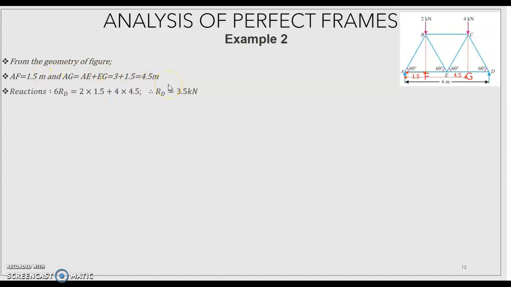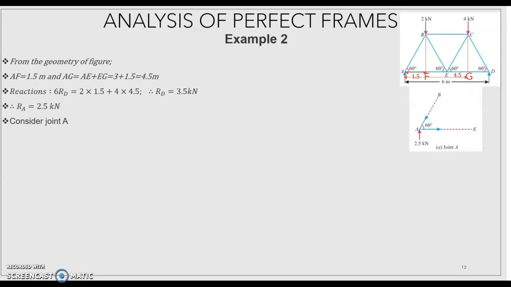Let's find the support reactions. Taking moment about A, RD into 6, 6 RD, is equal to 2 into AF. AF is 1.5, so 2 into 1.5, and 4 into AG. AG is 4.5, so 4 into 4.5. Therefore, RD is equal to 3.5 kilonewton, or RA is equal to 2.5 kilonewton.